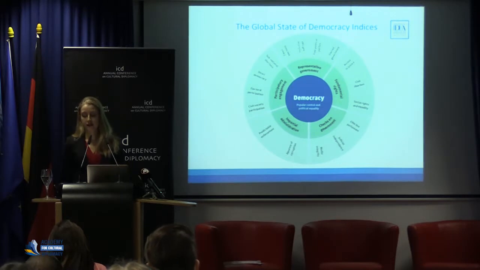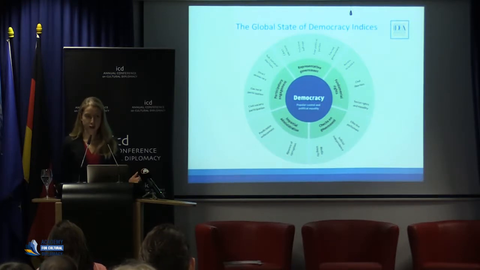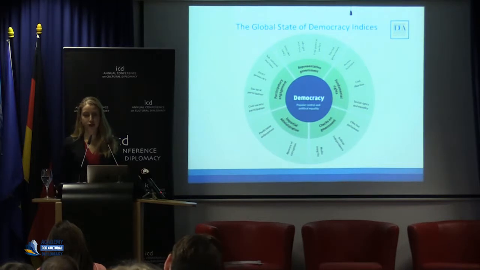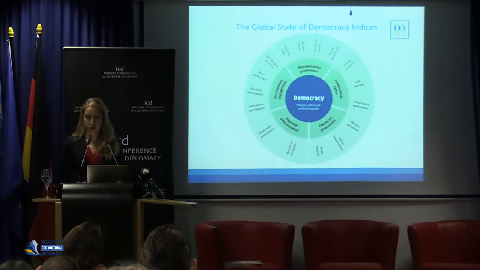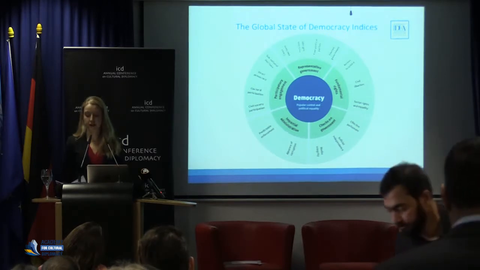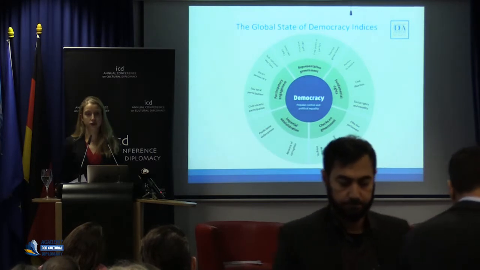International IDEA's Global State of Democracy Indices measure different aspects of democracy during the period 1975 to 2015 in 155 countries around the world. As you heard from the Secretary General, it is a lot of data. They're centered around International IDEA's broad definition of democracy, which the Secretary General also referred to, and which we define as popular control over public decision-making and decision-makers, and equality of the citizens in the exercise of that control.